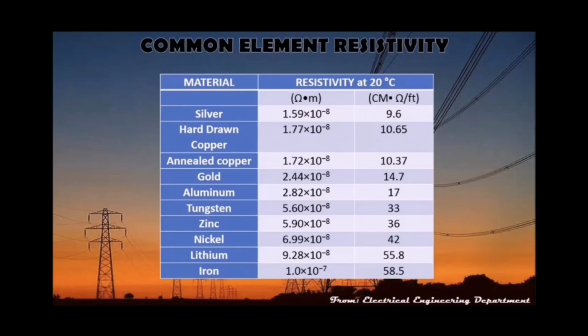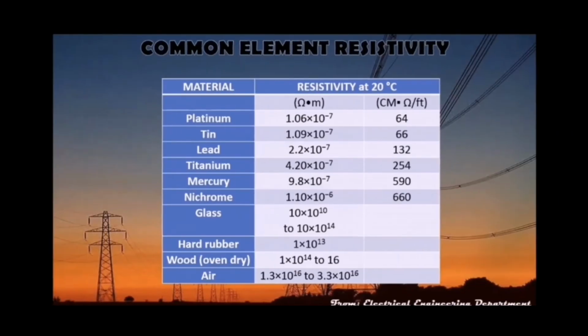Ang mahalaga lang naman dito, makikita natin na patunay lang ito na mientras mababa yung resistivity, magandang daluyan ng kuryente. At ang nangunguna diyan, silver, pangalawa yung copper. Ayan, ganun din yan.